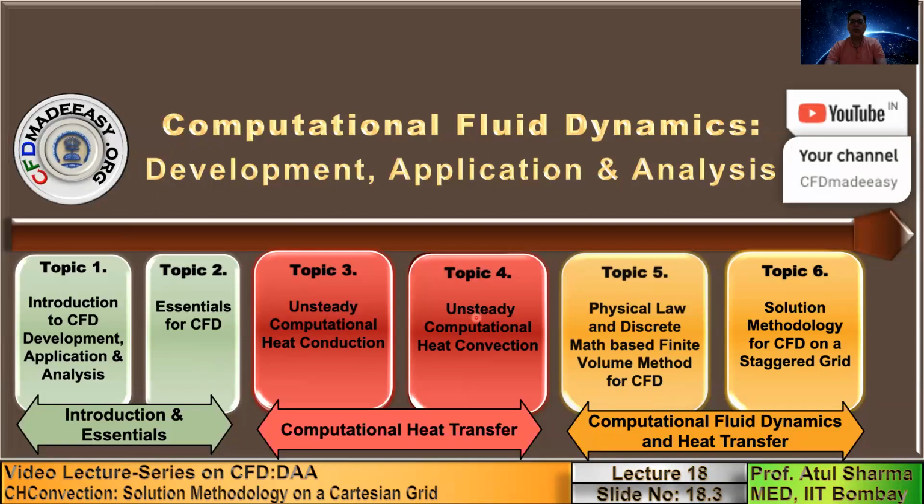So in this topic on physical law based finite volume method, where we'll do the algebraic formulation, we'll start with the introduction of general variables, because now we will convert this conduction into a diffusion transport based subroutine, and this convection will be a combination of advection and diffusion transport. So in this topic we'll start with general variables, and then we'll go ahead with the algebraic formulation.